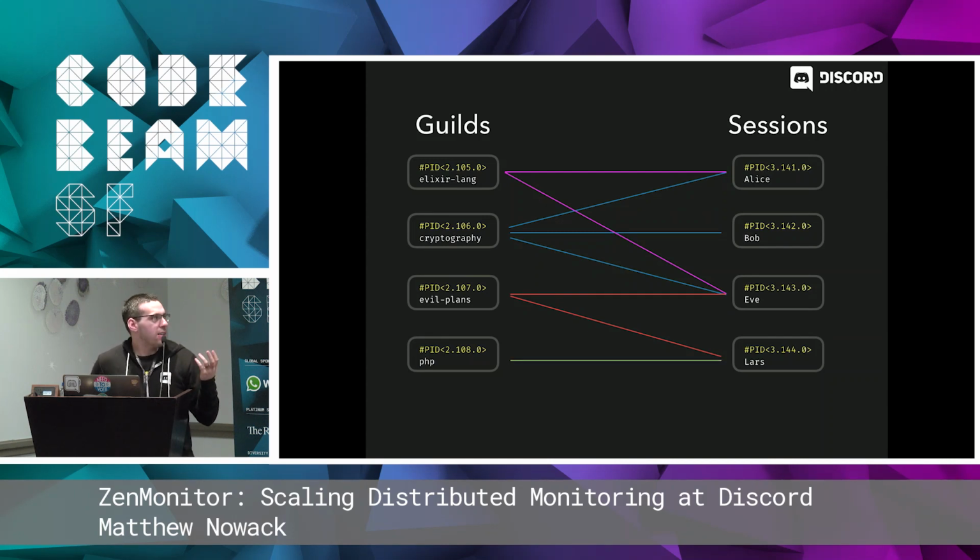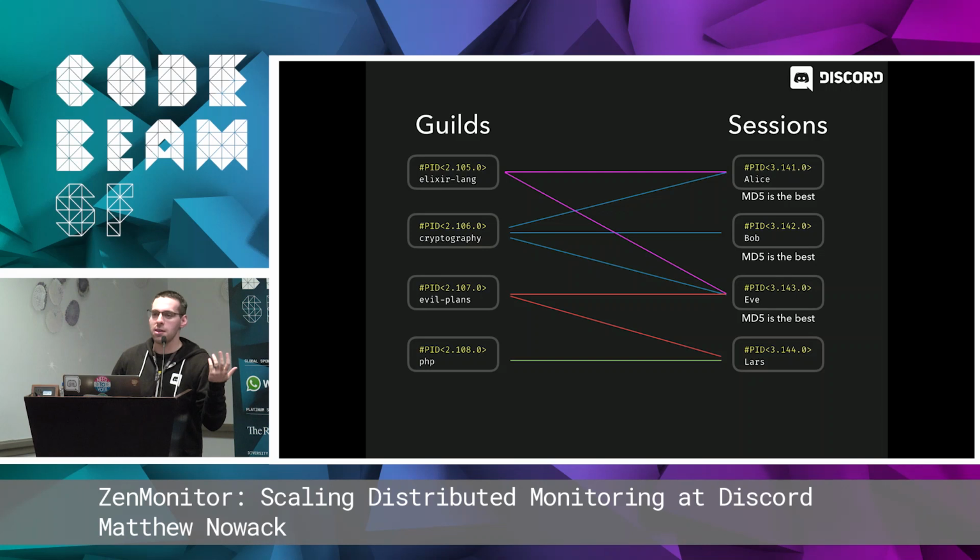So the way that Discord works at its core is it's just a fan-out system. Eve might want to send a message to the cryptography server. So she sends "MD5 is the best" because she wants to eavesdrop on Alice and Bob. That goes over to the cryptography server, and the cryptography server does some permission checks. It figures out who in the guild should be allowed to see this message, and then it fans it back out to everybody, and their clients get this message, and they paint the screen, and everybody can see the chat message, and we've accomplished real-time chat.